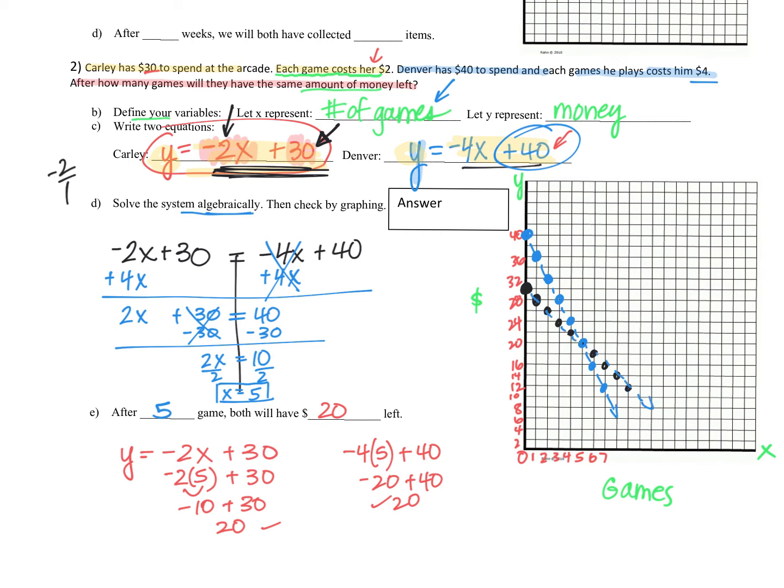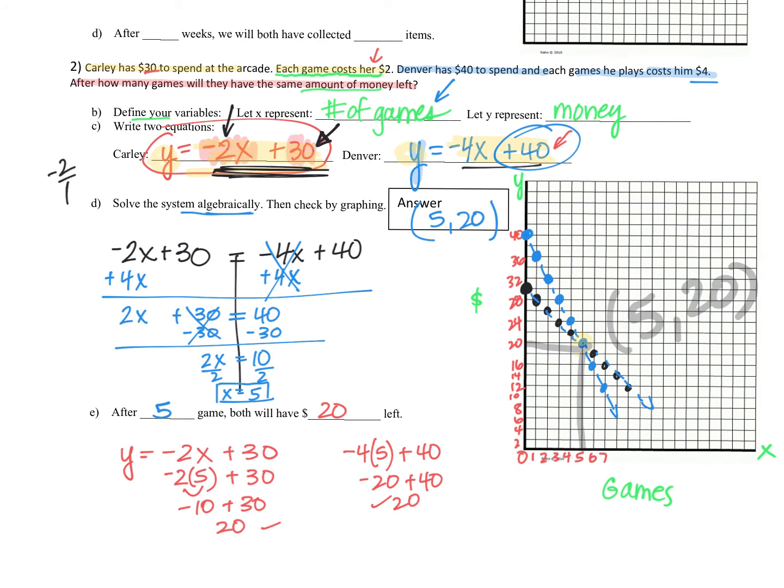Okay, and my crossing point appears to be right here. And I'll just list the coordinates. It looks like it crosses at 5, 20, which is what I got when I solved it algebraically. So my answer is 5, 20. After 5 games, they will both have $20 left.